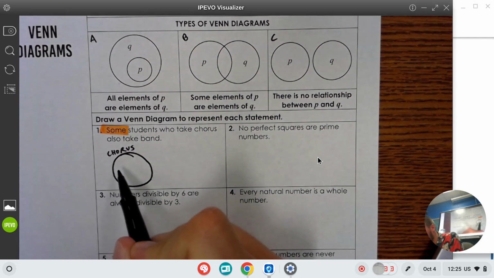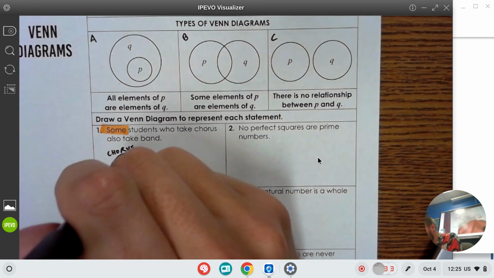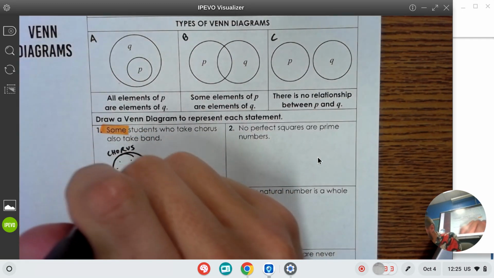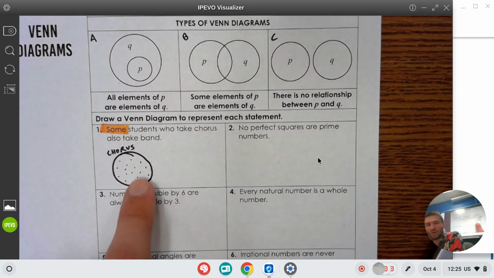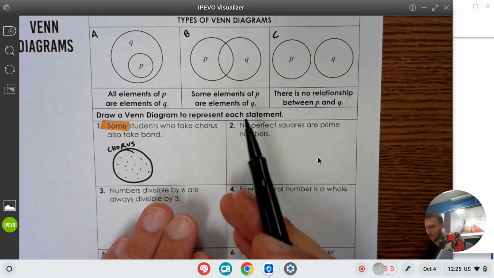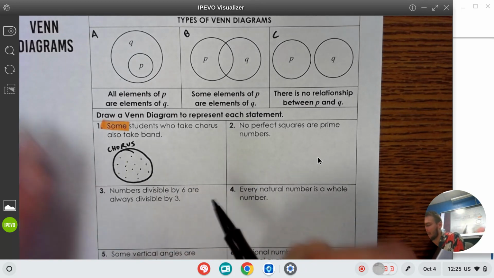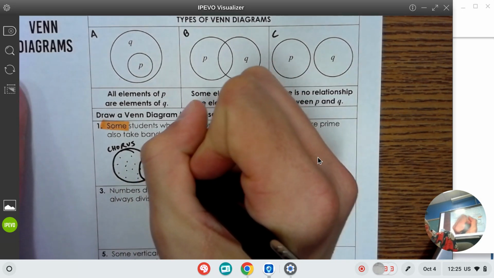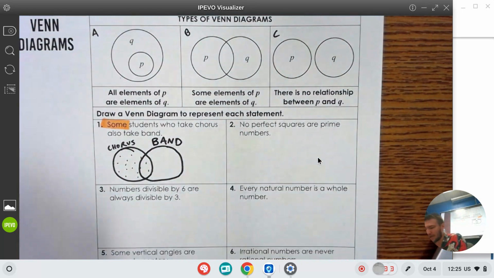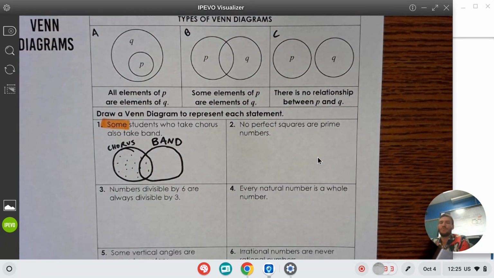And there's a whole bunch of people in chorus, right? And just for the sake of it being the very first question, imagine all these dots are people. You don't have to draw that, okay? But just for the sake of it. And some of these people also take band. So there's another circle for band, but it doesn't want to be totally separate. We kind of want to think about capturing some of these people, right? And there we go. Some of these students do both. And yeah, circles are really hard to draw, so mine are hideously ugly. You'll just have to deal with it, I guess.